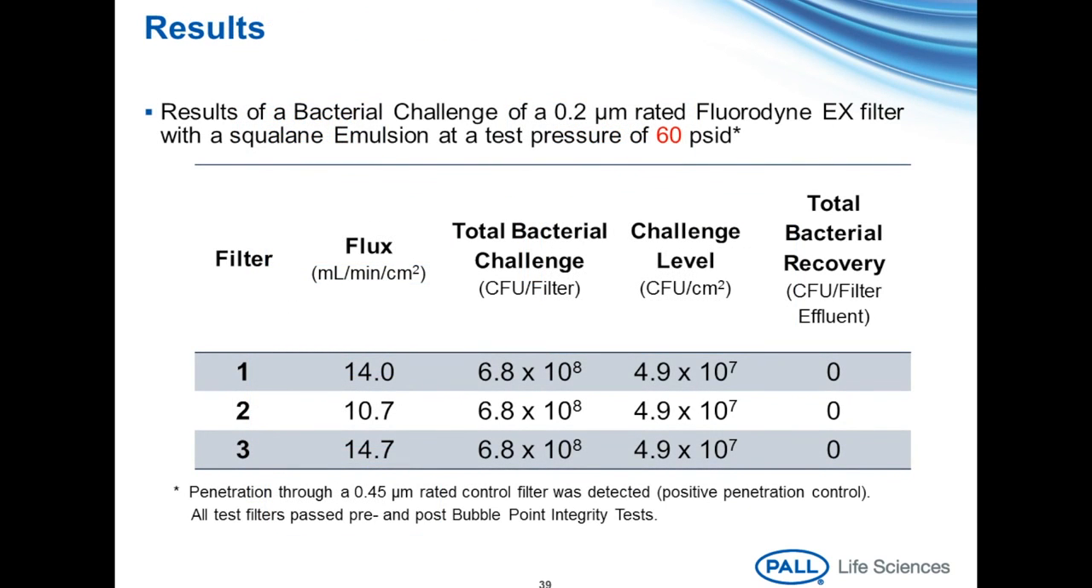This table shows the results of the challenges at 60 psid. You can see it gives the flux, the total bacteria that were applied to the test filter, and then the challenge level. So we met that 10 to the 7 per centimeter squared, and no penetration was detected, so the analysis filters were clean. When we tried that also at 30 psid, we got similar results: 0 penetration, just slightly reduced flux. And at 10 psid, again, no penetration, but your flux, of course, is going down with that decreasing pressure.